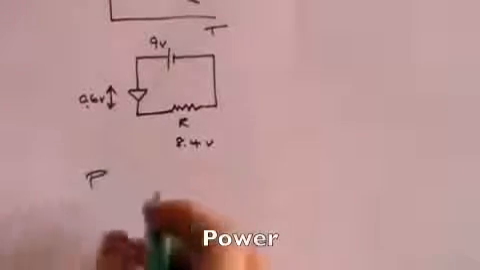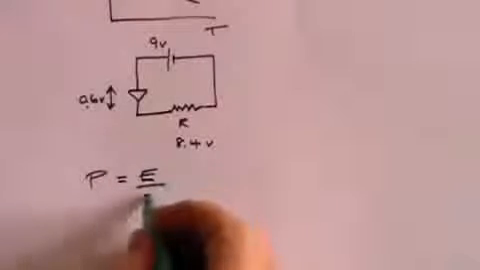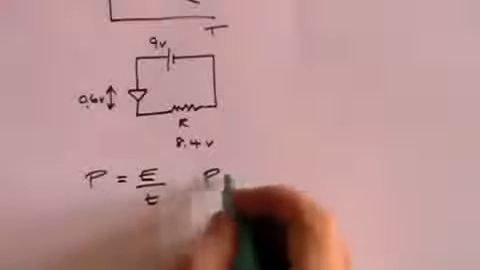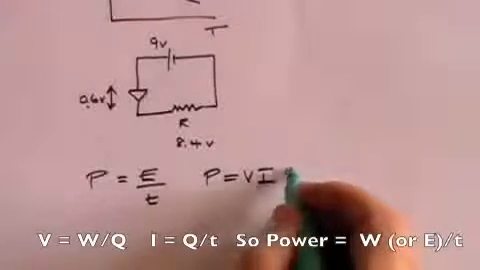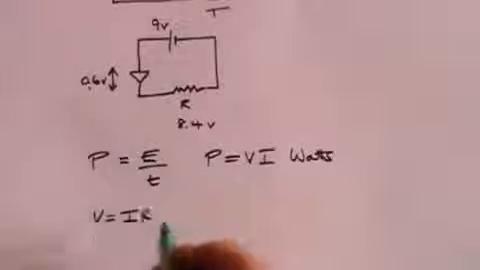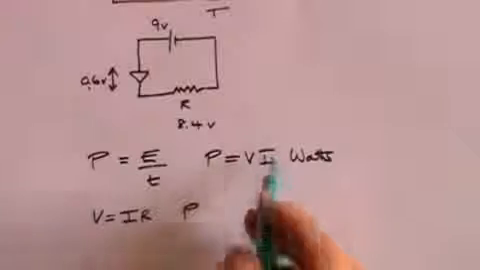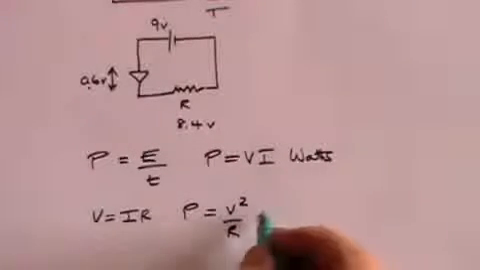We know from classical mechanics that power, P, is equal to energy or work divided by time. In electrical circuits, power is the voltage times the current and is measured in watts. Now, since V equals IR, we can then say that P is either VI or V squared over R or I squared R.